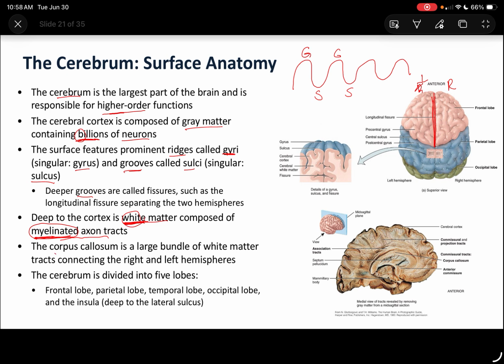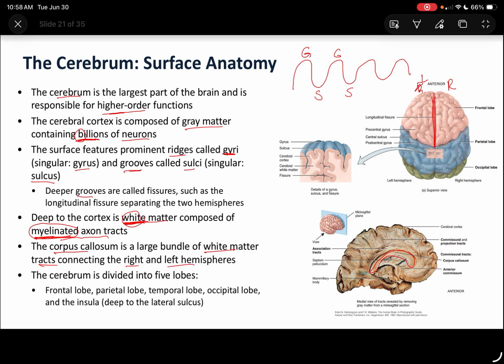Now, the corpus callosum is going to be a major player. This is this large bundle of white matter that we can see here, circled a little bit there, that is going to be these white matter tracts that are responsible for connecting our right and our left hemispheres of the cerebrum.